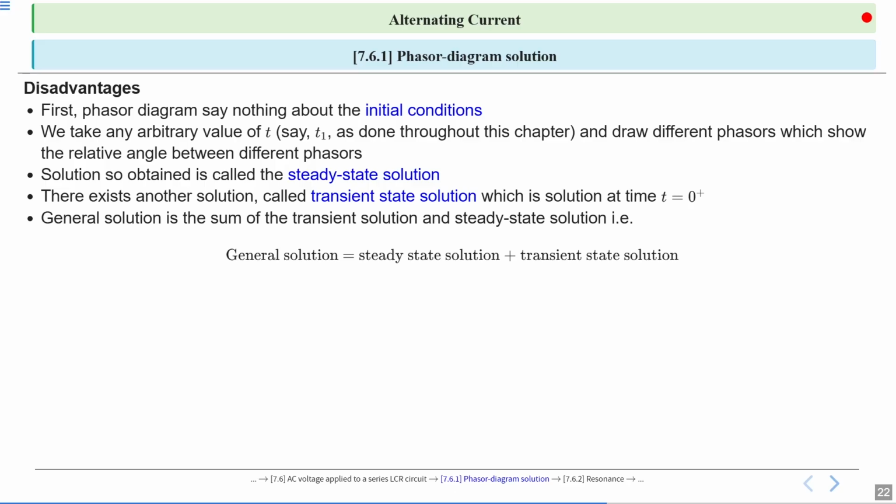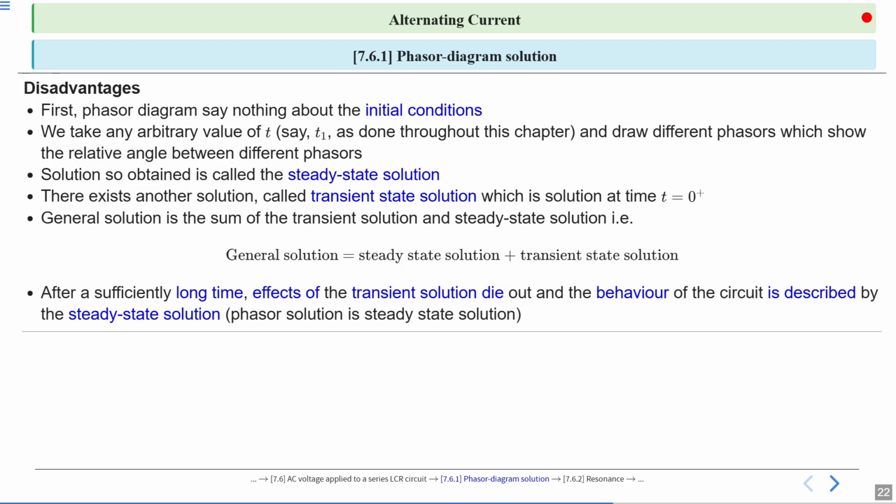The transient solution is for the time when the current is decreasing or increasing, when the capacitor is charging, or the current is increasing in the inductor. That time is very, very small. So transients are over in a long time period. After a sufficiently long time, the effect of the transient solution dies.